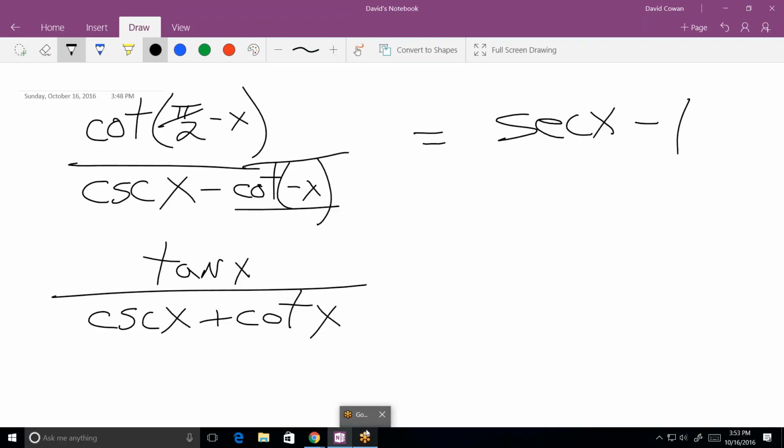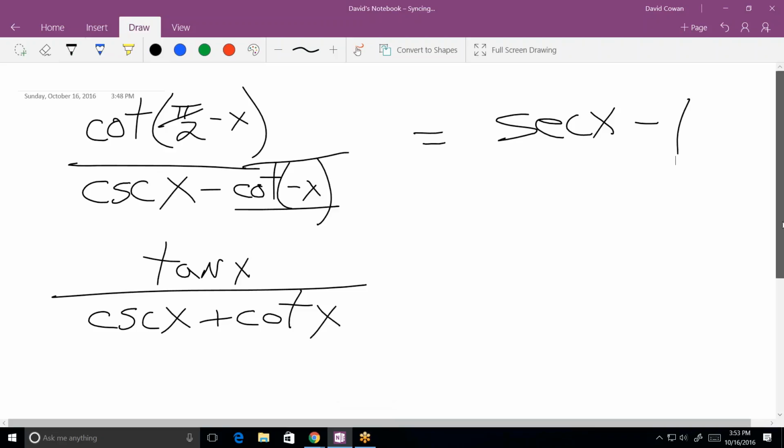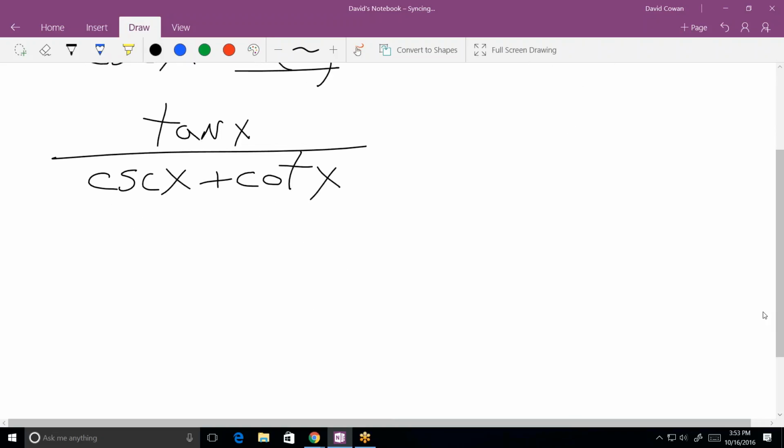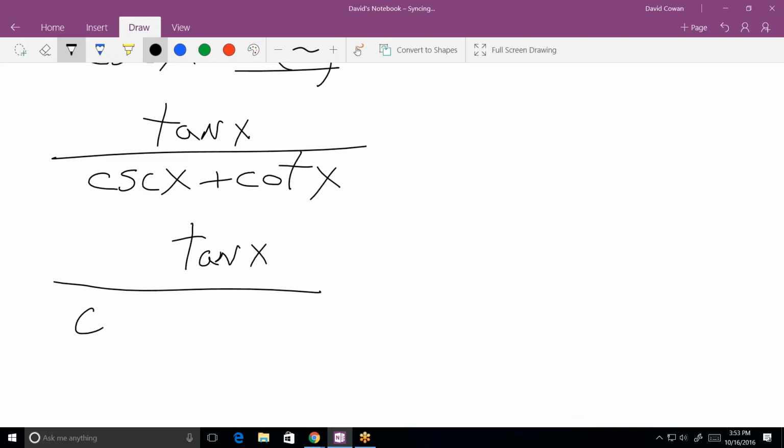What is cotangent x equal to? When you're looking at which identity to use, if it's a squared, then you usually are going to use the Pythagorean identity. If it's just a cotangent of x, use the reciprocal identity. So this would just be a cotangent of x, so its reciprocal would be tangent. Watch what happens. Tangent of x all over cosecant of x plus 1 over tangent of x.